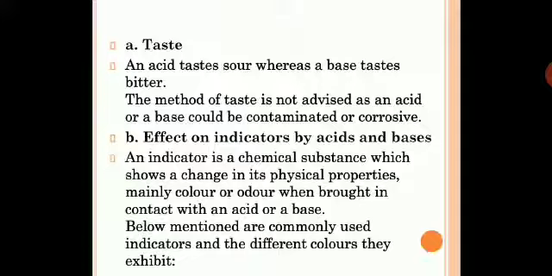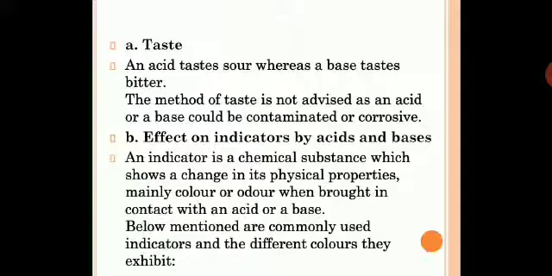Now the next help which we can take to see whether the given substance is an acid or a base is indicators. Both acids and bases have different effects on indicators. An indicator is a chemical substance which shows a change in its physical properties, mainly color or odor, when brought in contact with an acid or a base.